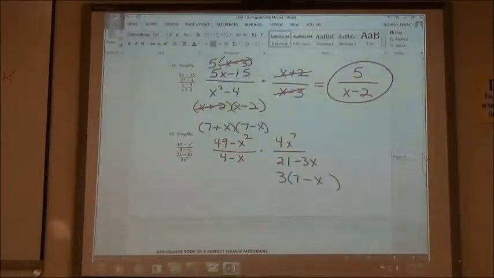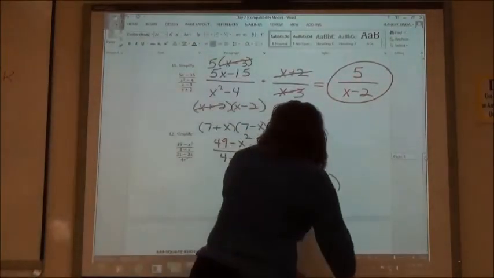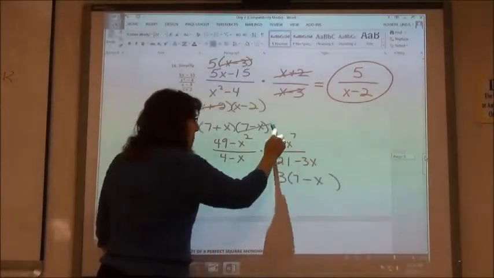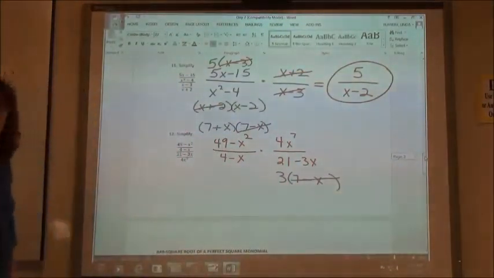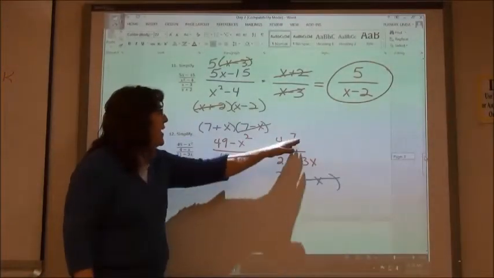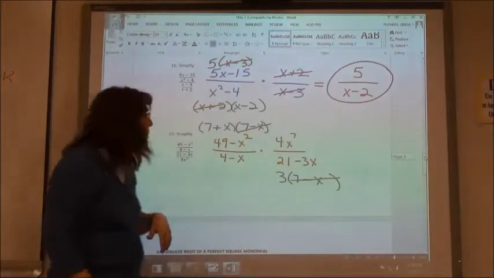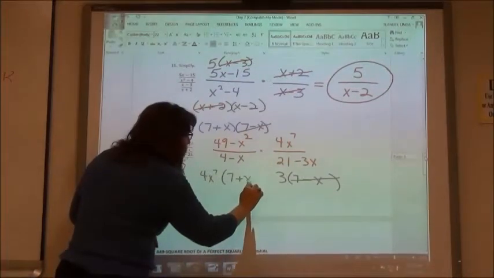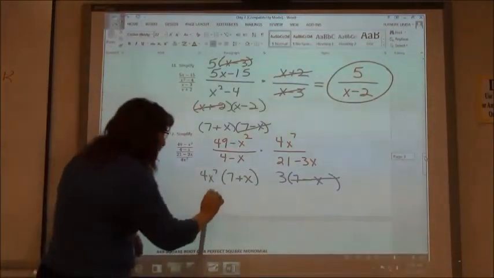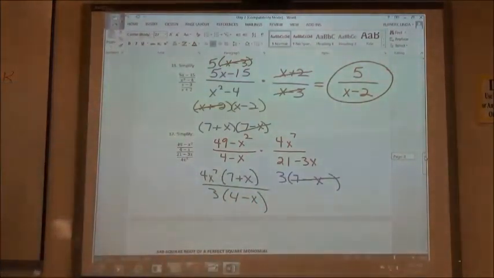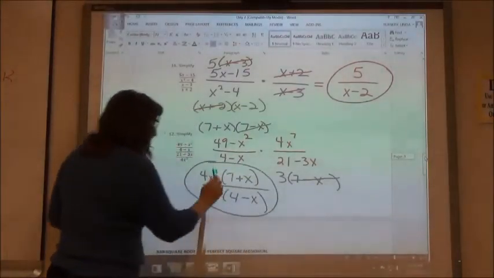Not a lot of canceling we can do there. The only thing I see that we can cancel is what? The 7 minus x. There's nothing else there you can cancel. The 4 and the 3 don't reduce. I can't do a one-term thing with the two-term thing. And so my answer is that I have 4x to the 7th times 7 plus x up on the top. And on the bottom, I'm going to have a 3 and a 4 minus x. So as crazy as that looks, that's going to be my answer.